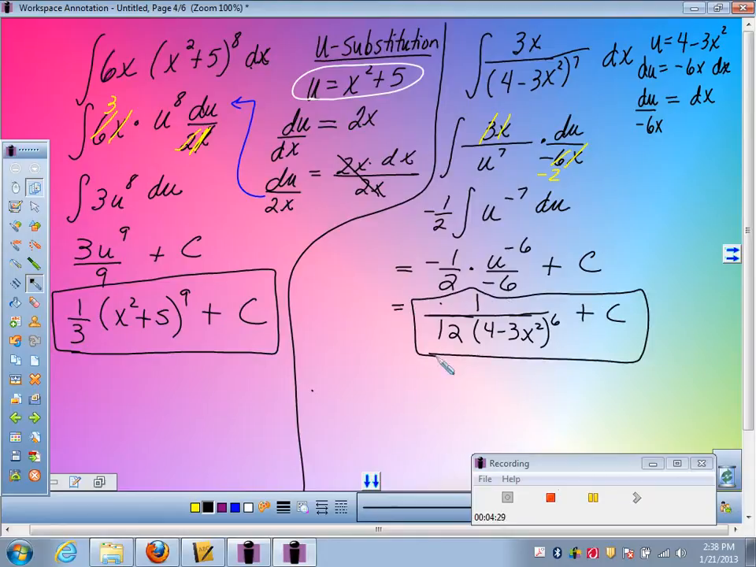The key thing is you can never, ever, ever do antiderivatives or integration with 2 different variables. It's all got to be the same variable. Ever. Did we get that message? Never.